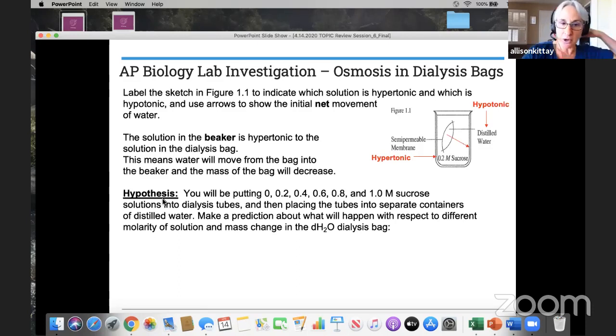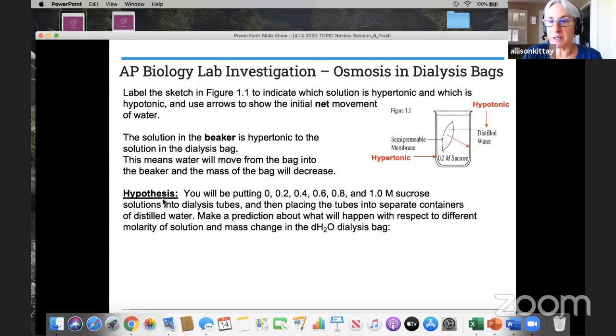Okay, so here's the lab. You are going to create 6 dialysis bags. In the first bag, you're going to put 0 molar sucrose solution, which is just distilled water. And then into separate bags, you're going to put 0.2 molar sucrose, then 0.4 molar sucrose, 0.6 molar sucrose, 0.8 molar sucrose. And finally, in the last bag, you're going to put 1 molar sucrose.